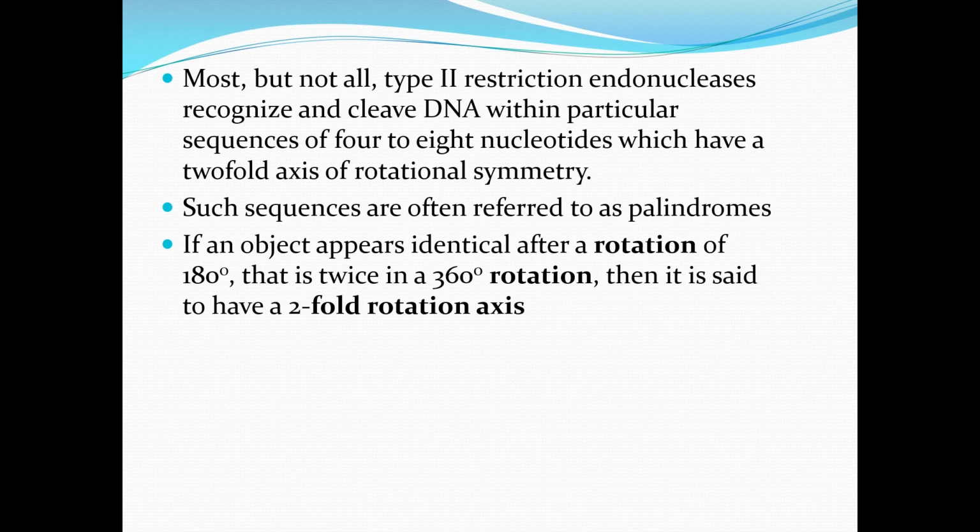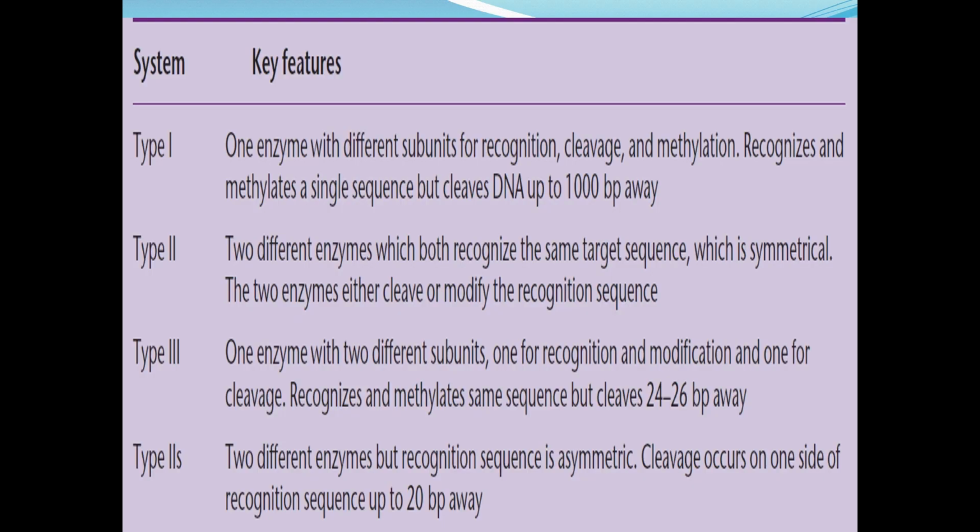Most, but not all, type 2 restriction endonucleases recognize and cleave DNA within a particular sequence of 4 to 8 nucleotides, which has a two-fold axis of rotational symmetry. Such sequences are called palindromes. If an object appears identical after a rotation of 180 degrees, that is twice in a 360-degree rotation, it is called a two-fold rotation axis. So these are the classification of the restriction endonuclease systems.